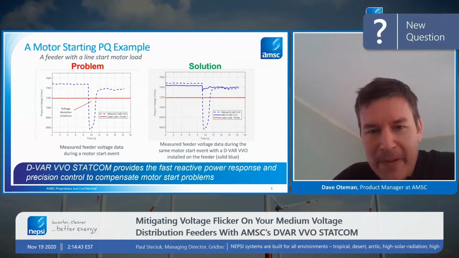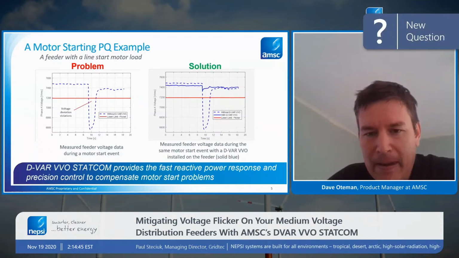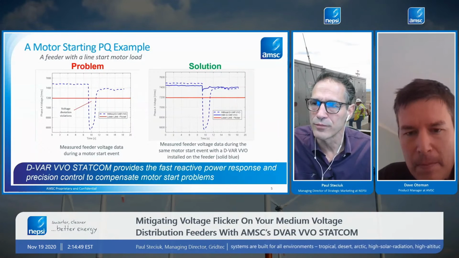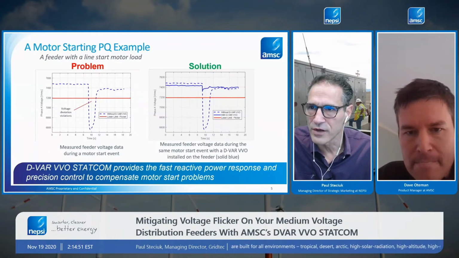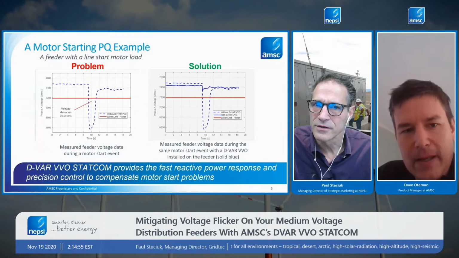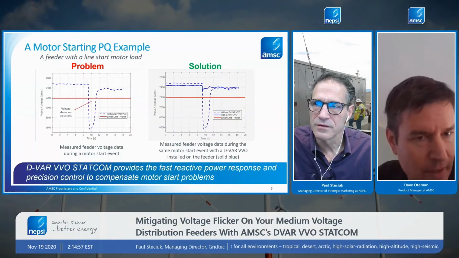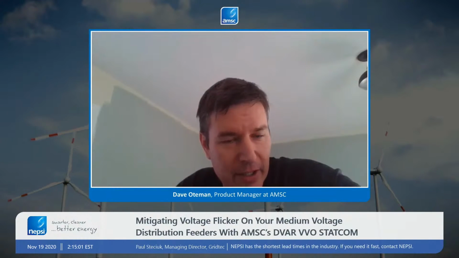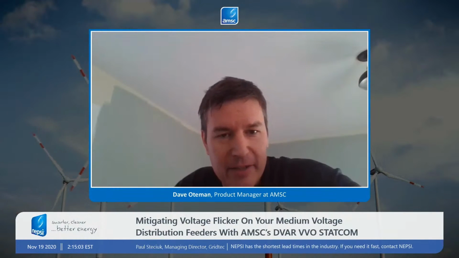Hey, Dave, and maybe you do not know this, but what's the 1 per unit voltage on this system for these graphs? Is it 13.2 or 13.8? Yeah, this is a 13.2 system. We're looking at line to neutral phase A voltage here.